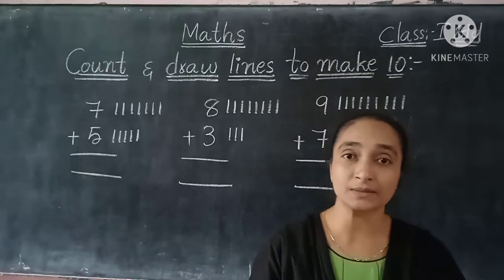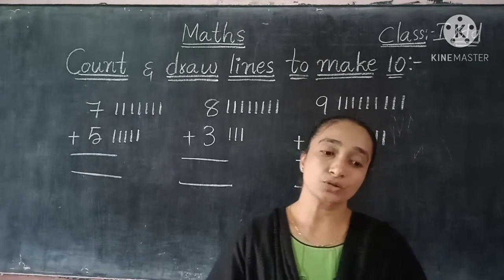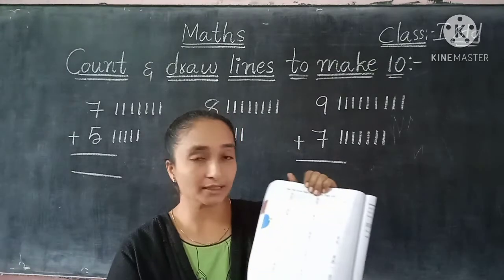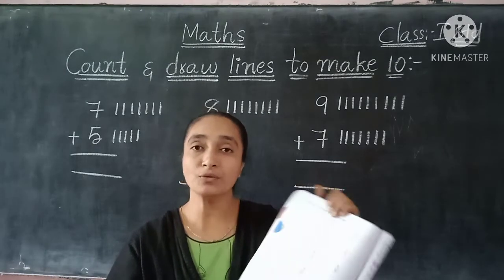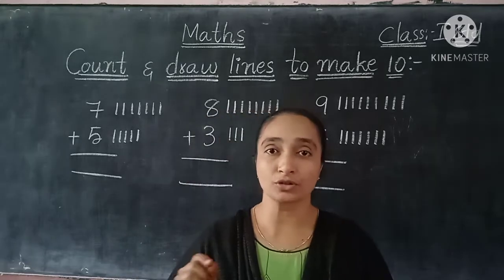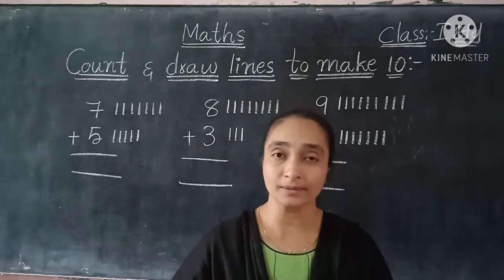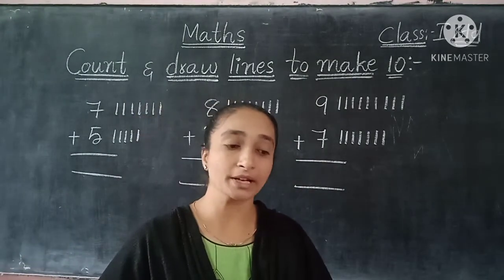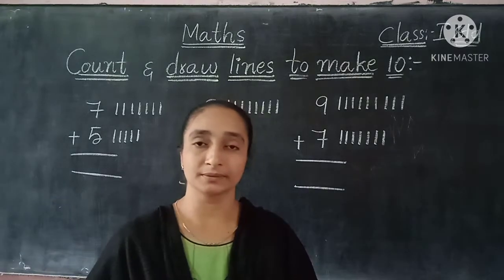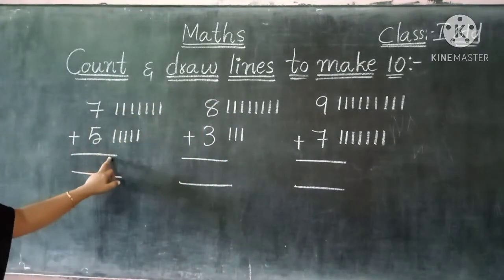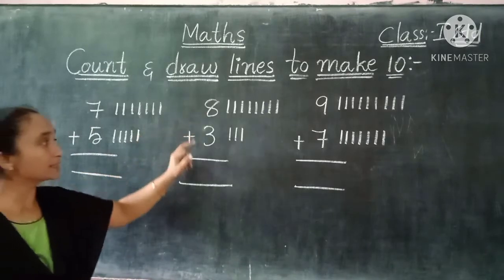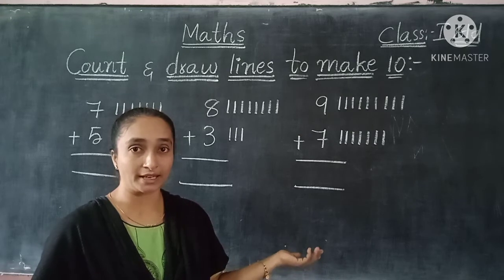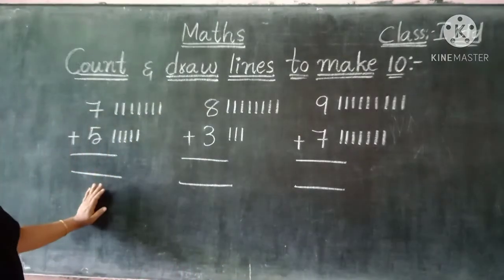Here we can see the textbook page number 140. Here we can see, children, these are the vertical additions. Here what you have to do is count and draw the lines to make 10. They have already given one example for us showing how we can do that. The first one, 7 plus 5, 8 plus 3, 9 plus 7. Here I have already drawn the lines, and in the same way you have to draw the lines.